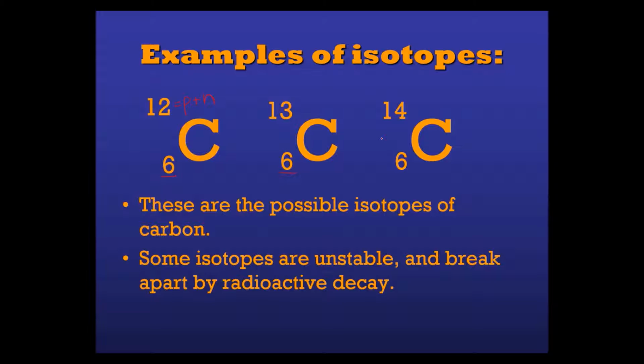Now, this is actually not important to chemistry at all, because chemistry is concerned with what happens to the electrons in an atom, but it is relevant to physics, where we're talking about radioactive decay, because what we find is that some isotopes of atoms are unstable, and they'll undergo radioactive decay to become a more stable atom. So in the case of carbon, carbon 14 is an unstable atom that undergoes radioactive decay.